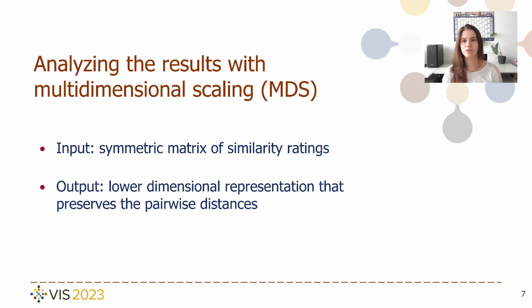Then we analyzed the results with multidimensional scaling. Multidimensional scaling, or MDS for short, takes a symmetric matrix of similarity ratings as input. It then finds a lower dimensional representation of the data. The pairwise distances are preserved as accurately as possible.